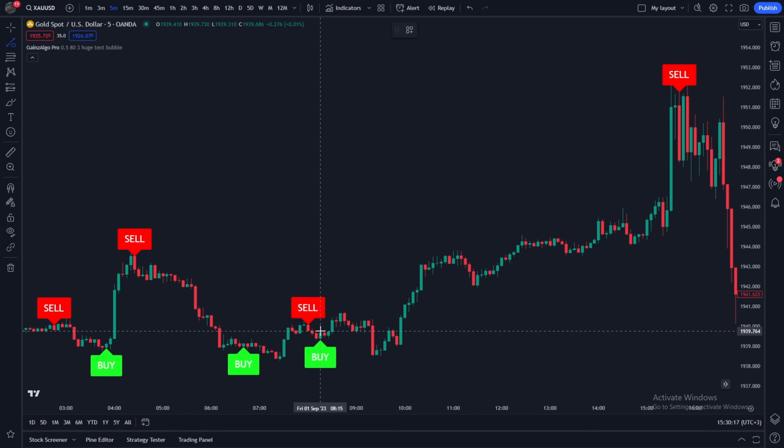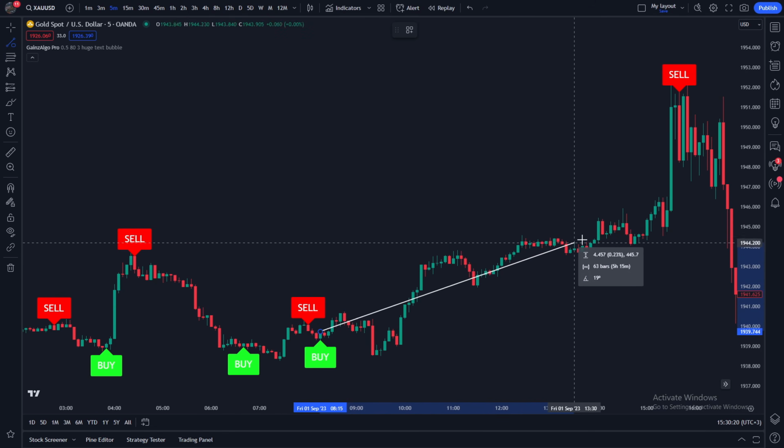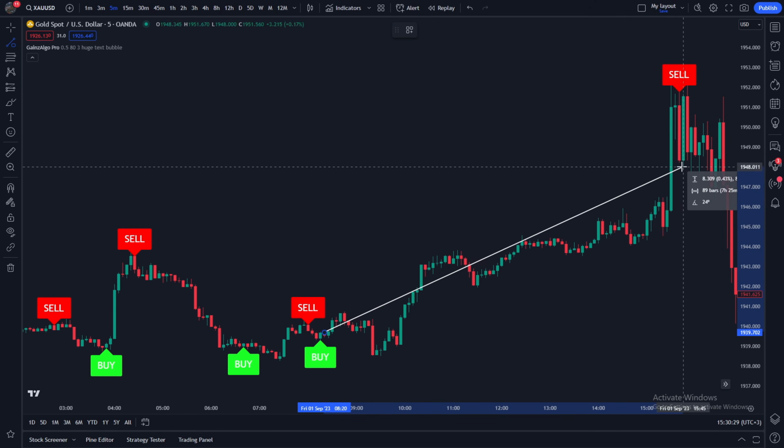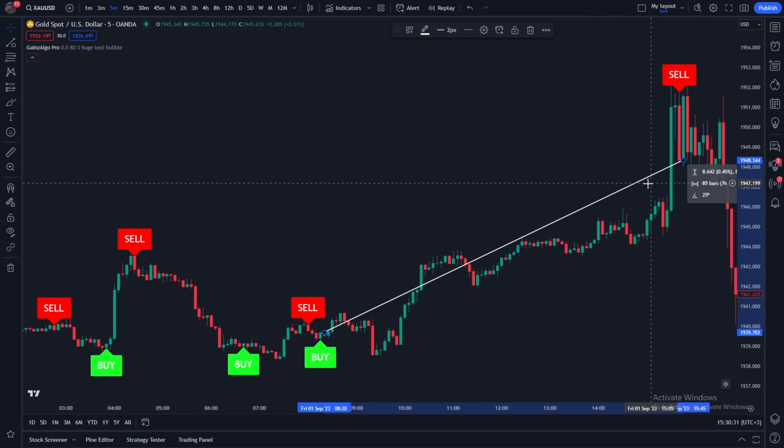And as you can see, if we would have bought here, this was a massive trade. Absolutely massive. So if we would have entered, let me just mark it out properly, we would have entered on the following candle there and then exited right here. As you can see, a massive trade.